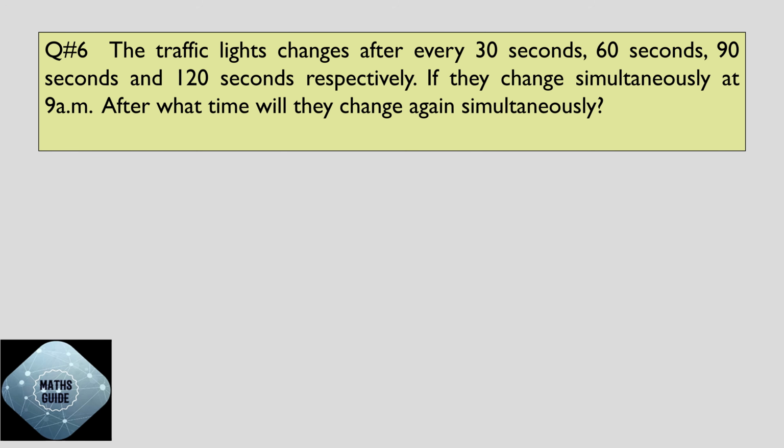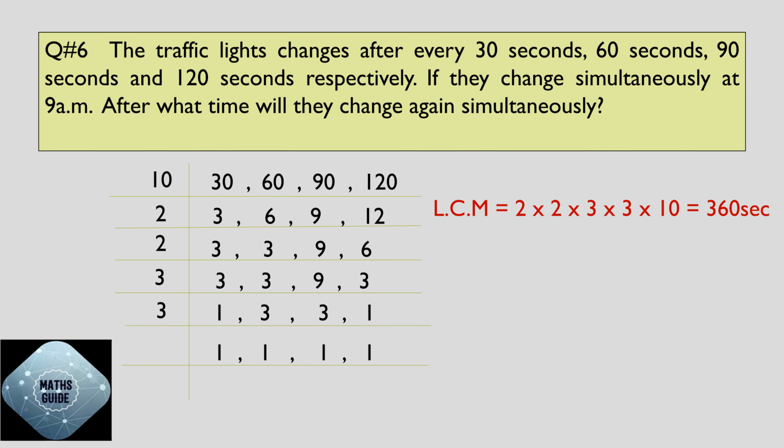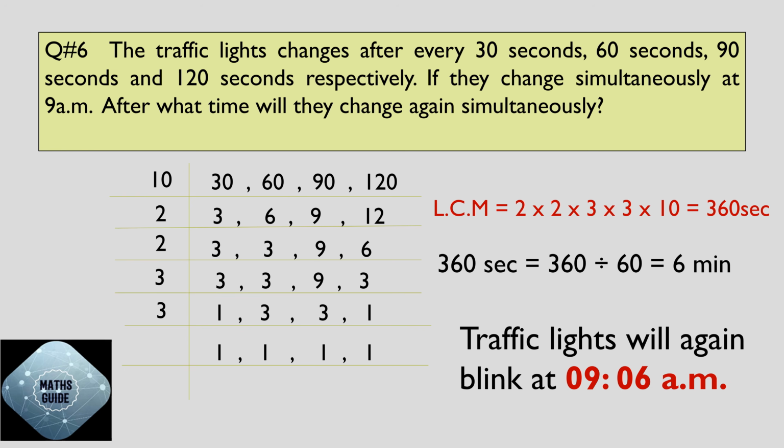For this purpose, we will take help from LCM. And LCM says that the next time will be after 360 seconds. If we convert these seconds into minutes, we have to divide them by 60 and we get 6 minutes. So the traffic lights will again blink at 9:06 a.m.